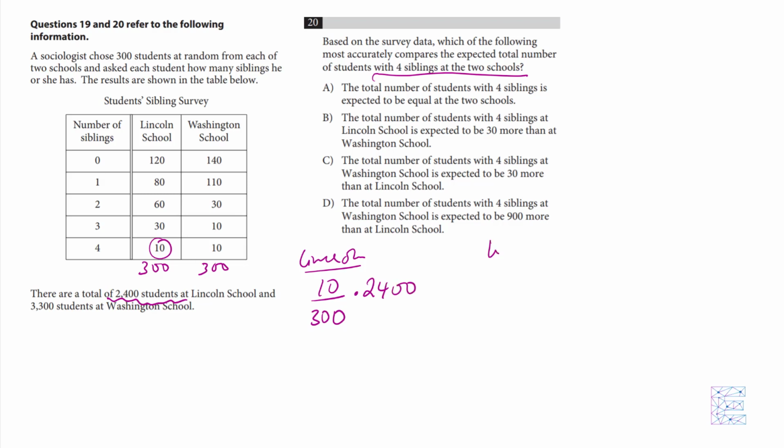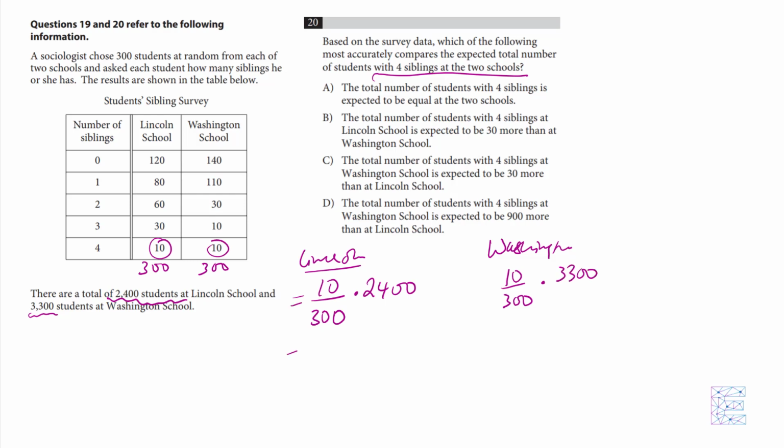We'll repeat this process for Washington High School. And we're going to say again, for Washington, there were 10 out of the 300 surveyed that say they had 4 siblings. But the grand total for Washington is slightly bigger. They have 3,300 students in total.